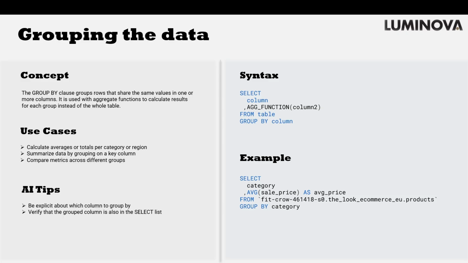That is where group by comes in. The group by clause tells SQL to gather rows that share the same value in a column and then apply an aggregate function to each group. This way you get one result per group rather than one result for the entire dataset.